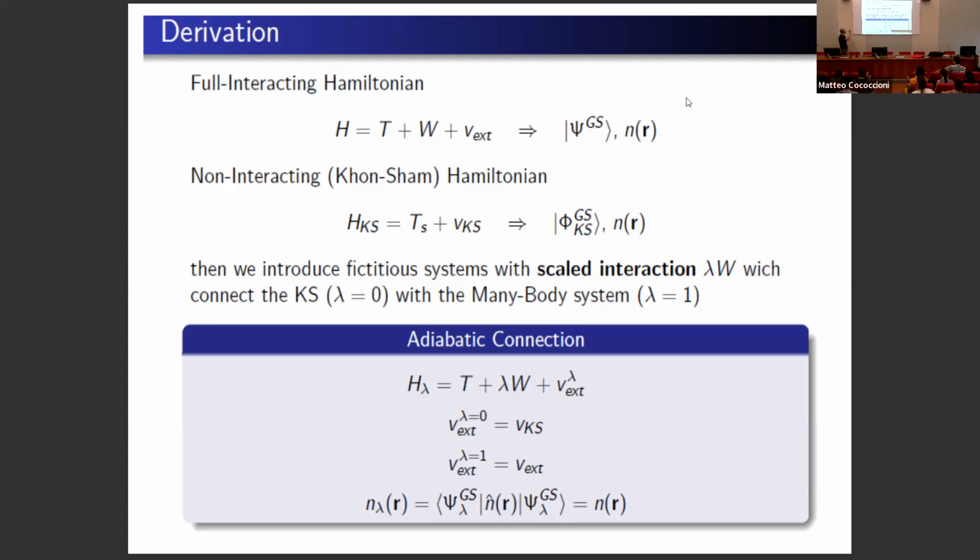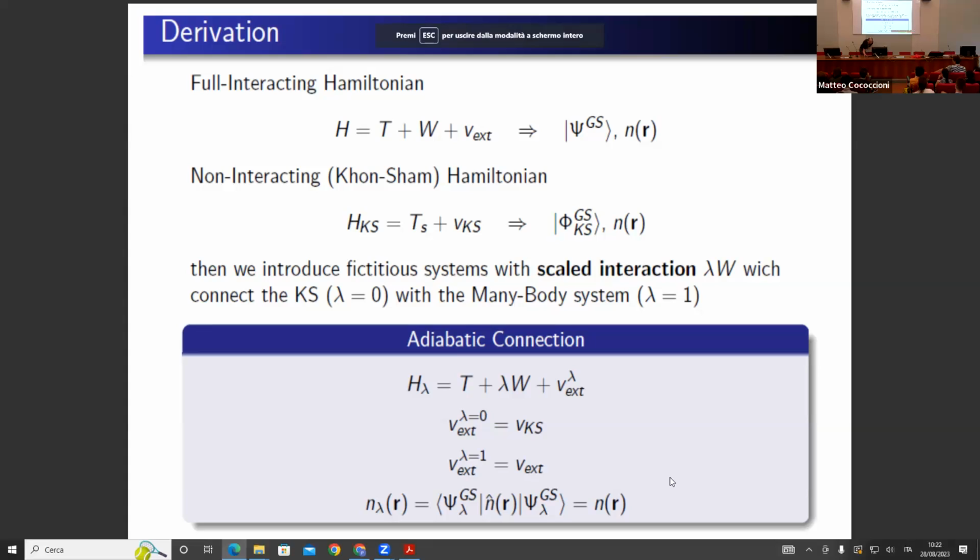You can think of not just these two systems, but of a family of systems defined by a parameter lambda, in which the interaction is multiplied by lambda, and for every value of lambda you have an external potential. This external potential is such that for lambda equal 1 it is the external potential, and for lambda equal 0 it is the Kohn-Sham potential. The important property that all these systems have is that the density that they produce at the minimum is the same. So basically, we are switching the interaction on or off adiabatically, keeping the same density.